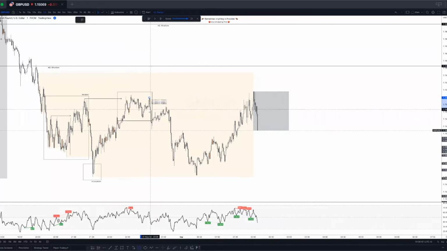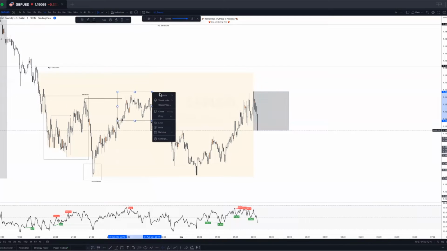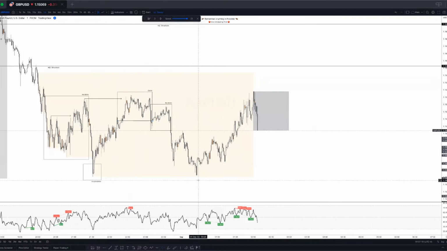You swing it from here to here, 50%. Tested 50% and then it dropped like a rock. Redistribute. So that was a distribution. This was a redistribution. It's redistro. This was a distro. Broke out the high, then distributor came down, did not break the low.